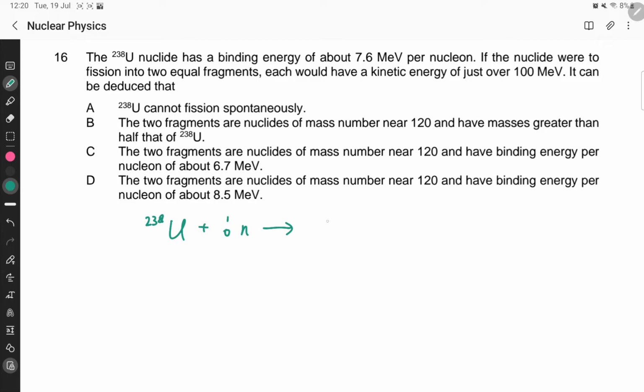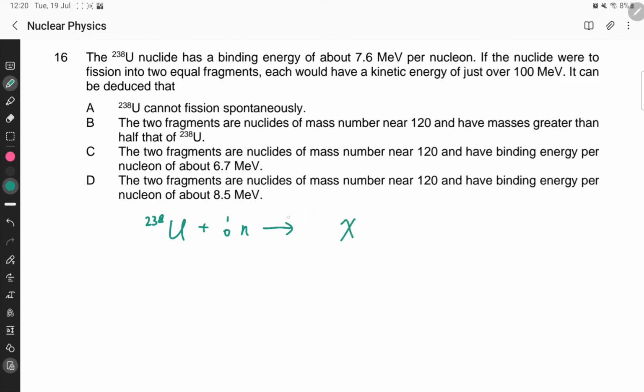Usually, after the fission finishes, you give out another 2 or 3 neutrons. For this case, we want to have 2 equal-part fission products. So let's call that X.